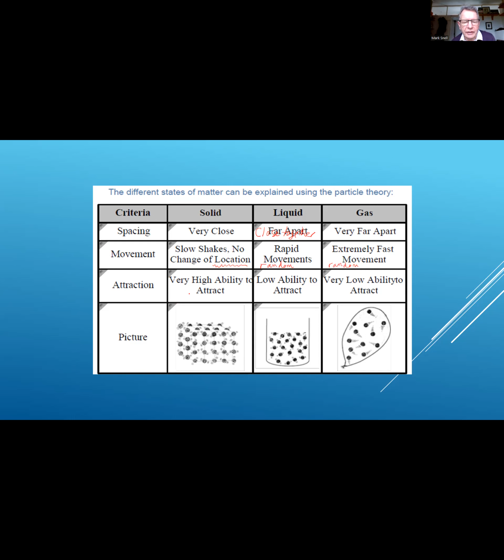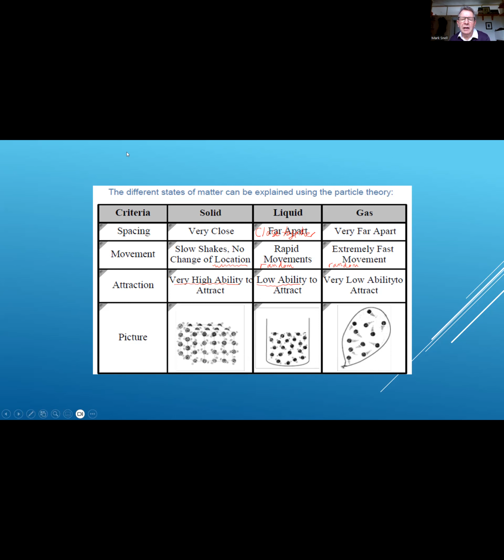The force of attraction in solids, liquids, and gas is the same, but in a solid, they have a very high ability to attract because the particles are moving only very slowly. In a liquid, they have a lower ability because they are moving faster. And when they're in a gas, there is effectively no attraction between them. No attraction between them.